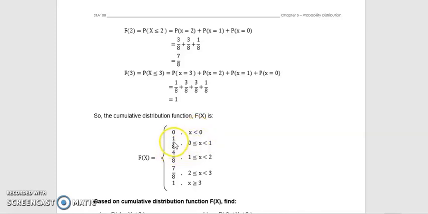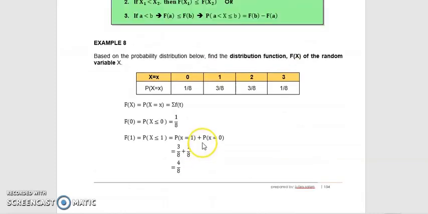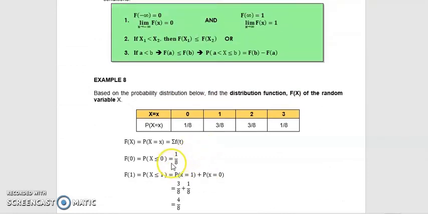Then next, the cumulative probability 1 over 8 here is for x greater than or equal to 0 but less than 1. How to get this one? If you look at here, 1 over 8, the probability of 1 over 8 is for x from 0 up to but less than 1. So you look at between these two boundaries, these two limits. Why less than 1? Because up to 4 over 8 already when x equal to 1.